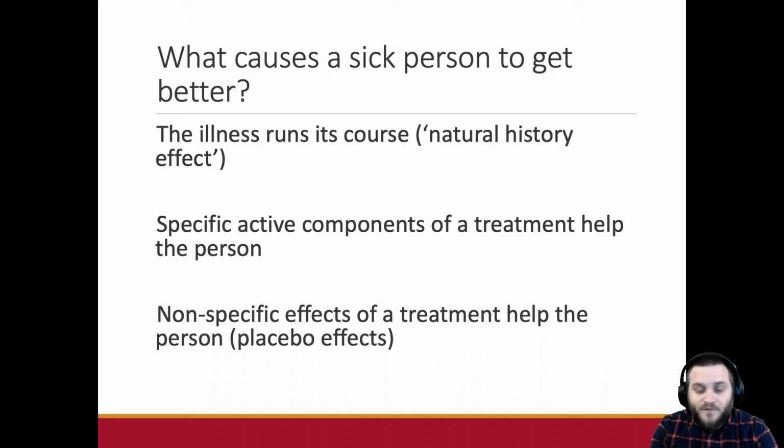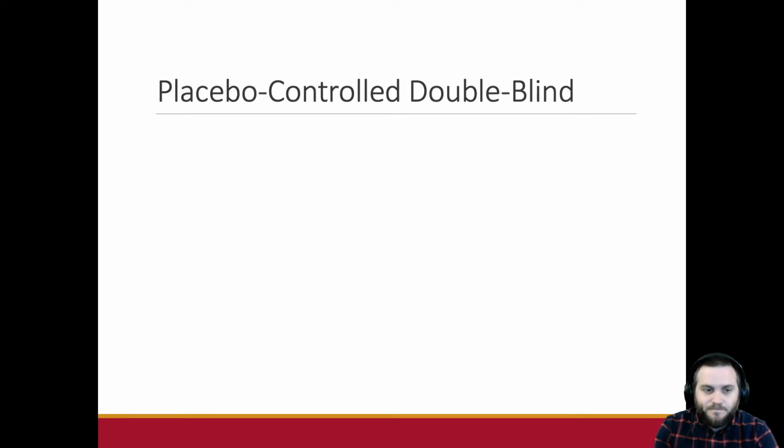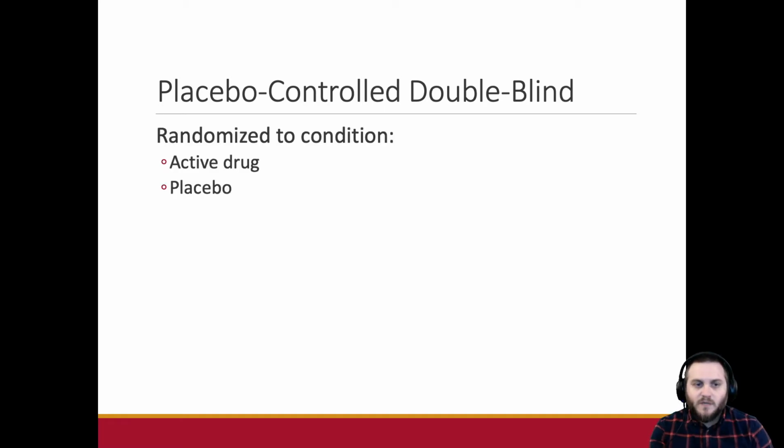What we're gonna focus on is this last one: non-specific effects of the treatment made the person get better. And this is placebo effects. The kinds of placebo tests that we are going to encounter as we go through this material are called placebo-controlled double-blind studies.